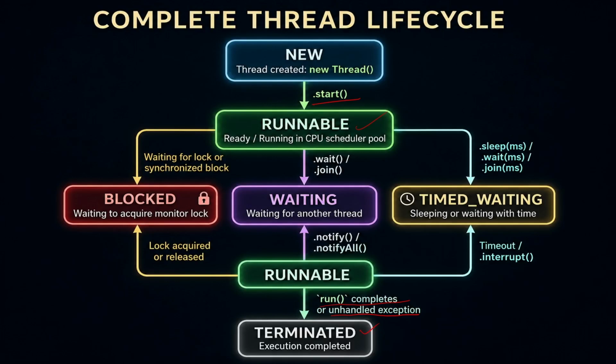But this raises another interesting question. Imagine we have 10 threads in the runnable state all ready to execute. Which thread gets CPU time first? Can we control which thread gets preference? And can a thread temporarily pause to give other threads a chance? That takes us into thread scheduling, priorities, and some of the most important methods available in the Thread class.